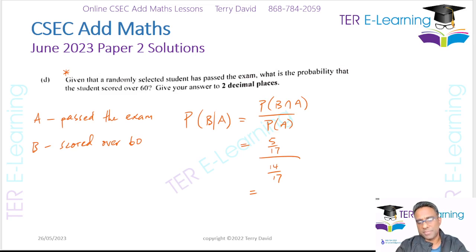So this is going to be, and I'm getting a probability of 5 over 14. They want the answer to 2 decimal places, so 0.36. This one here is what we call a conditional probability.